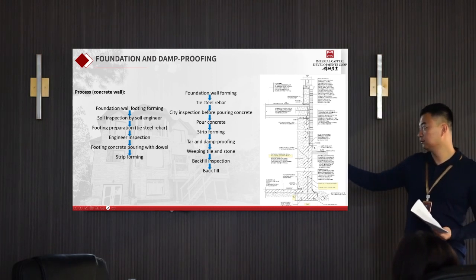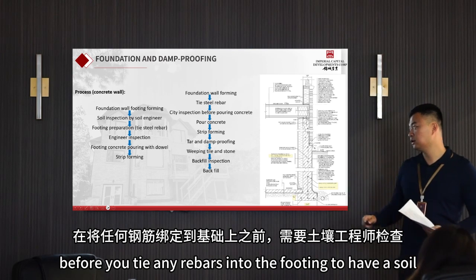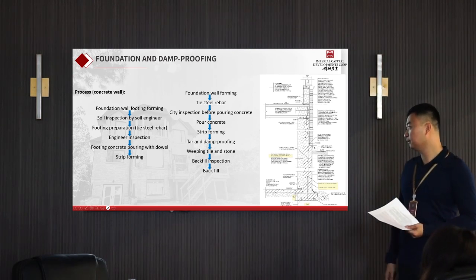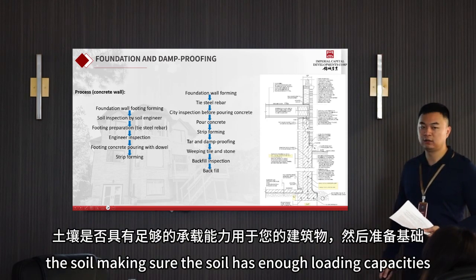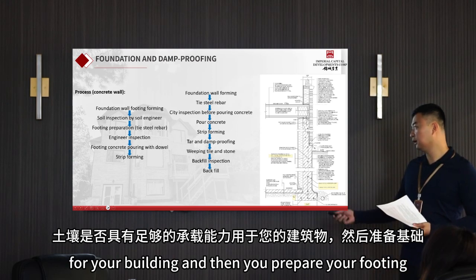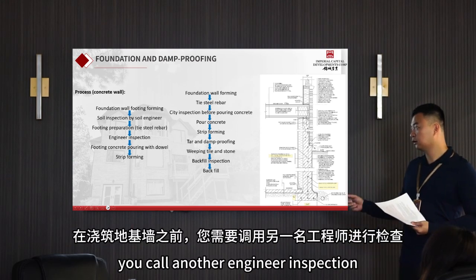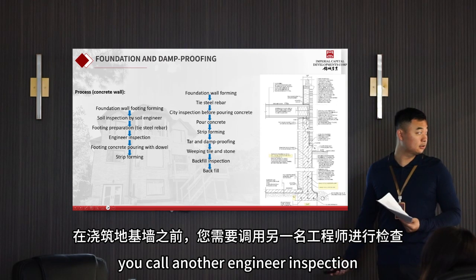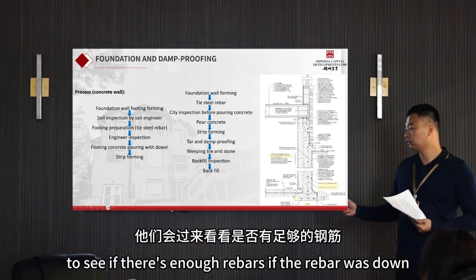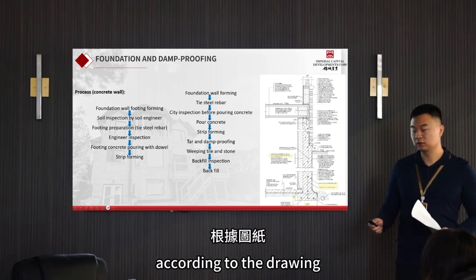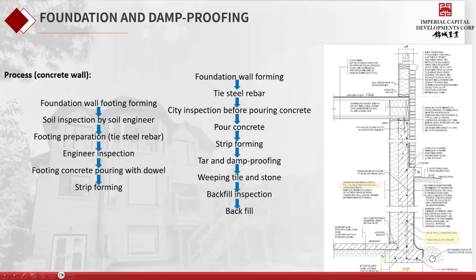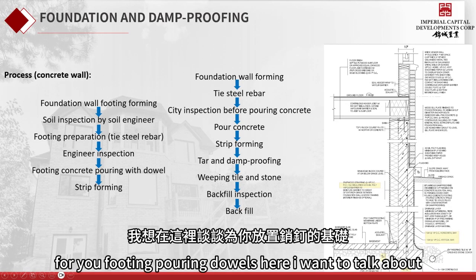Then before you tie any rebars into the footing, you need to have a soil engineer look at the soil, making sure the soil has enough loading capacity for your building. And then you prepare your footing. You call another engineer inspection to see if there's enough rebar, if the rebar was done according to the drawing. And then after all the inspections pass, you pour your footing with dowels.